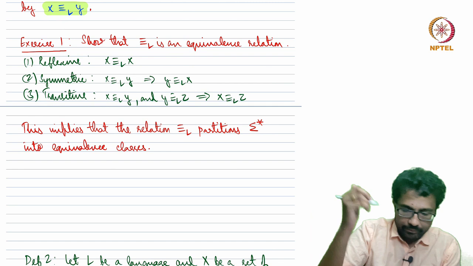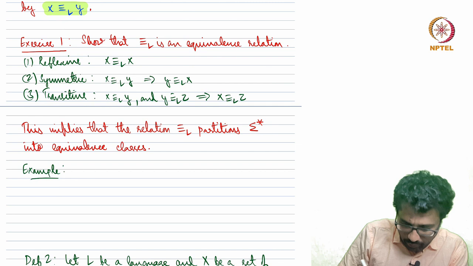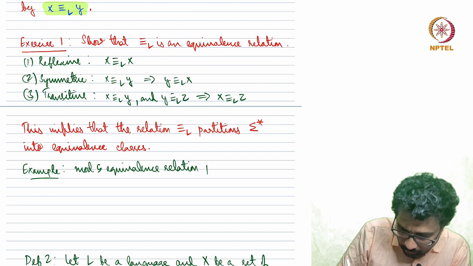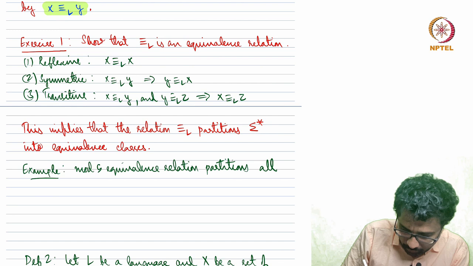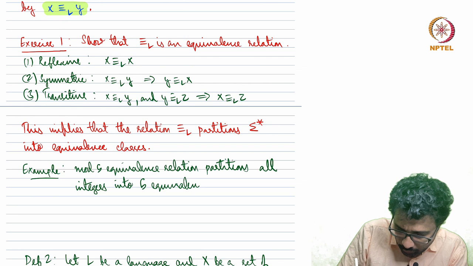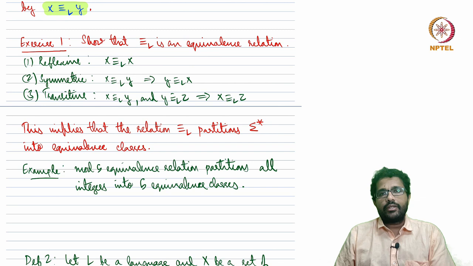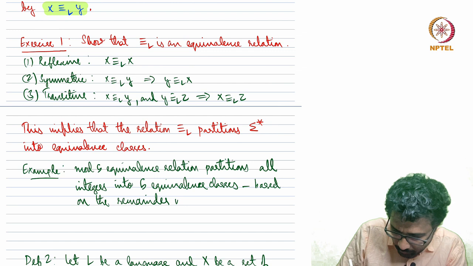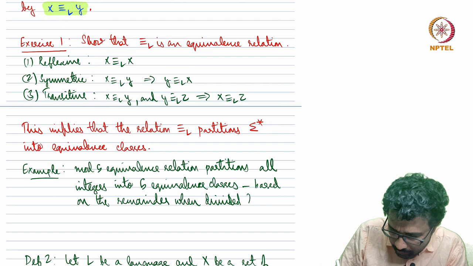So for example, the mod 5 equivalence relation partitions all integers, I said natural numbers, but it's also true for integers, into 5 equivalence classes, based on the remainder when divided by 5. So this is an example of an equivalence relation partitioning the integers.